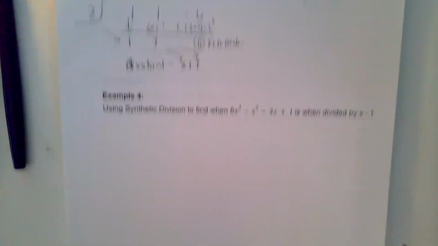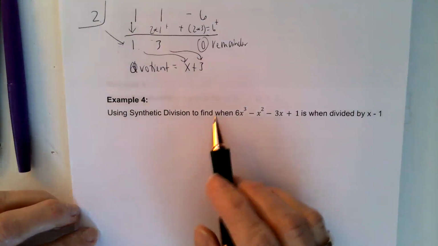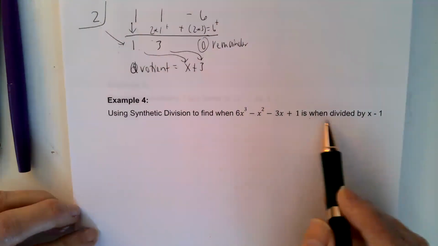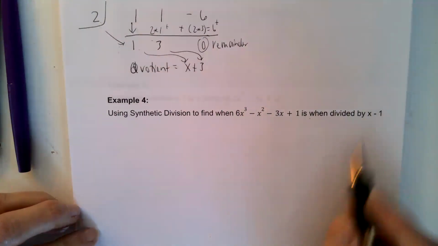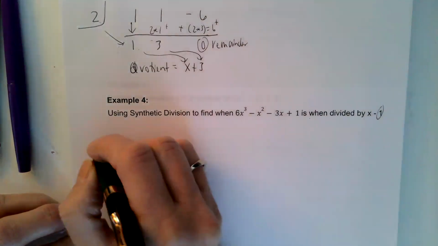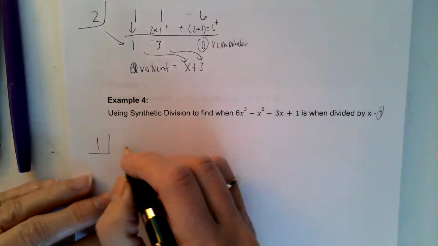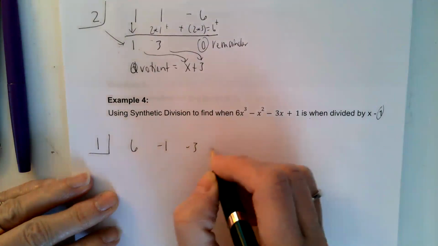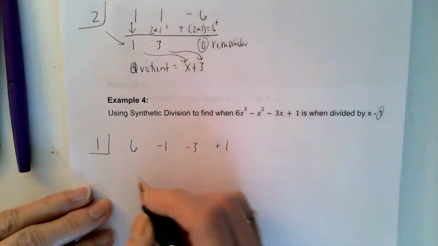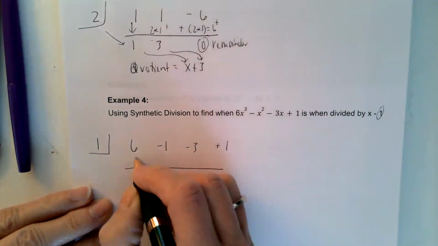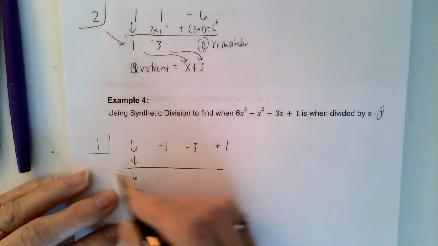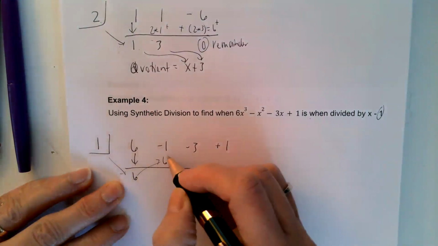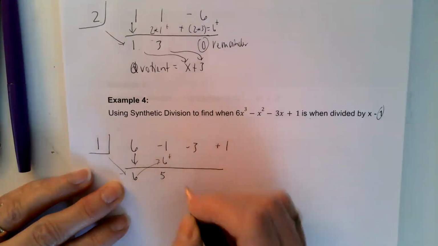Let's do a couple more examples here. Using synthetic division to find 6x cubed minus x squared minus 3x plus 1 when divided by x minus 1. So that means c is equal to 1. So 1. And then my coefficients are 6, a negative 1, a negative 3, and a positive 1. I bring my first coefficient down, and I multiply 1 times 6, and it goes here. And then I add. A negative 1 and 6 is 5.